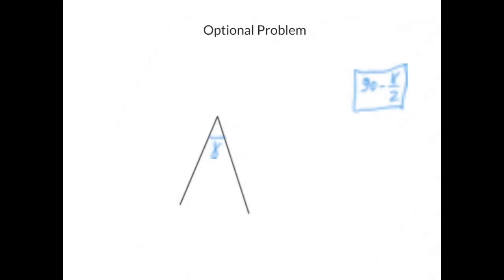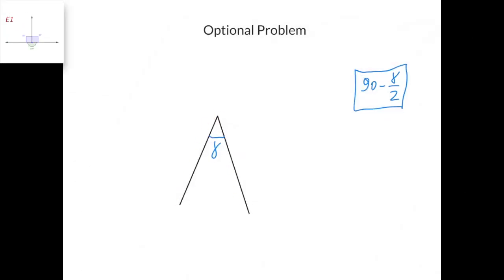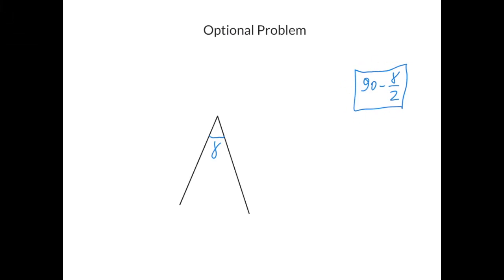This is the optional problem. We're given an angle that measures gamma, and we need to construct the angle 90 minus gamma over 2. What we have is a magic ruler. The magic ruler is such that it can bisect any acute angle. So for example, you can tell the magic ruler, bisect this angle gamma since it's acute, and it will draw the angle bisector here, making an angle gamma over 2 and gamma over 2. So our goal is to get the angle 90 minus gamma over 2 by using the magic ruler.